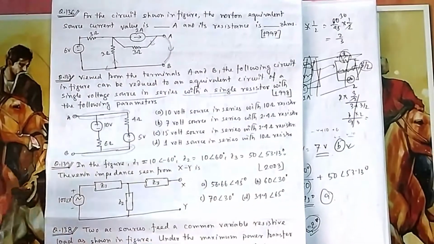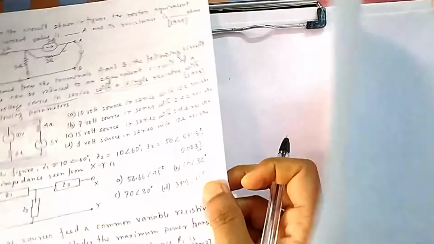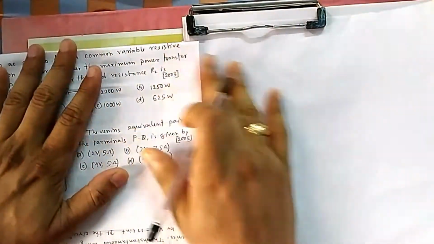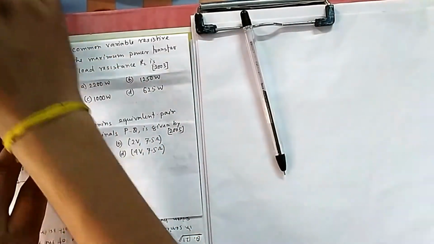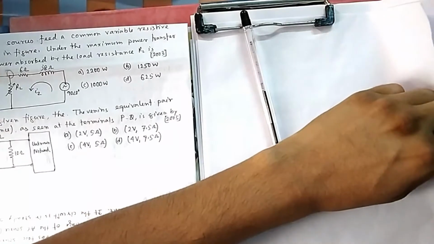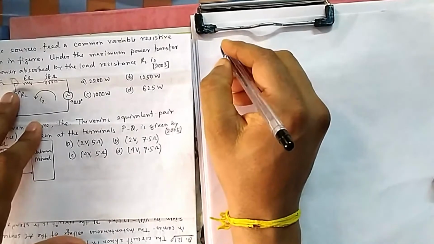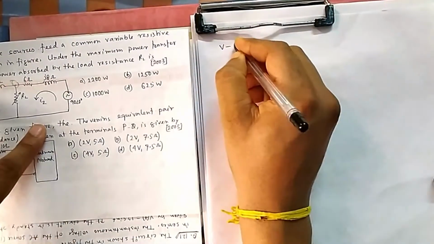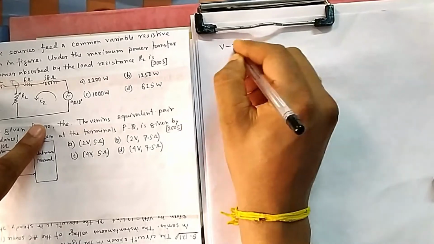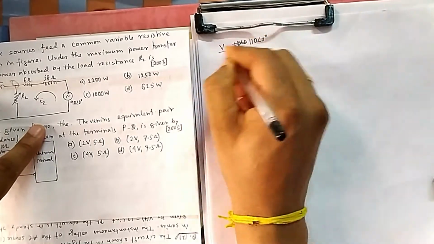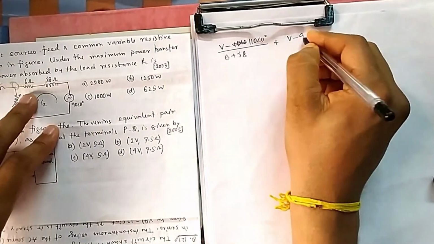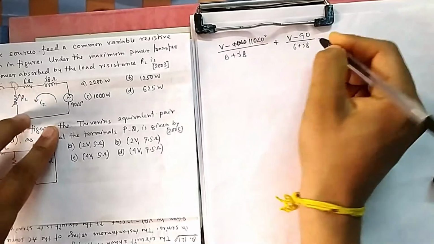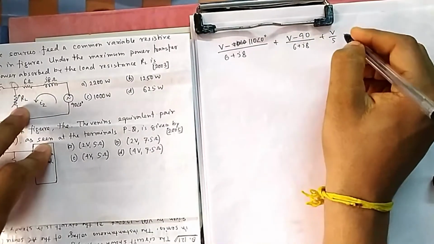Now you can calculate I. Because I know it is now 5, there is only one node, so let us apply nodal analysis here so that you can find this voltage. If you know this voltage, then you can do V square by R. So if I start from this side, V minus 110 at an angle 0 divided by this impedance 6 plus j8, plus V minus 90 divided by 6 plus j8, plus V by this 5 is equal to 0.